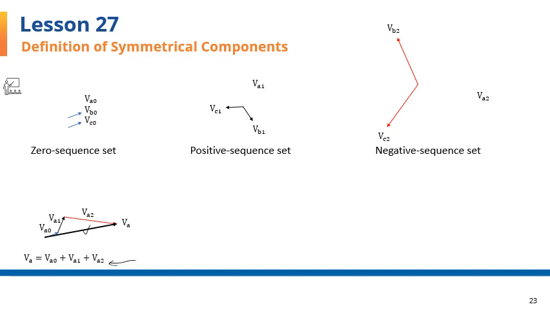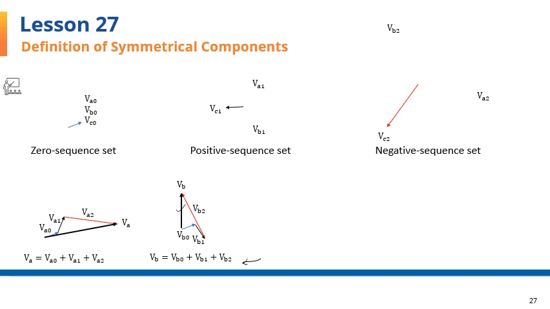Next, I'll add the B components from each set to form a new phasor, which I'll call VB. So I'll take VB0 from that set, VB1 from this set, add it to it, and VB2 from the negative sequence set added to the other two. And then if I connect from here to here, that'll give me VB, the sum of those three. And here they are graphically and in equation form.